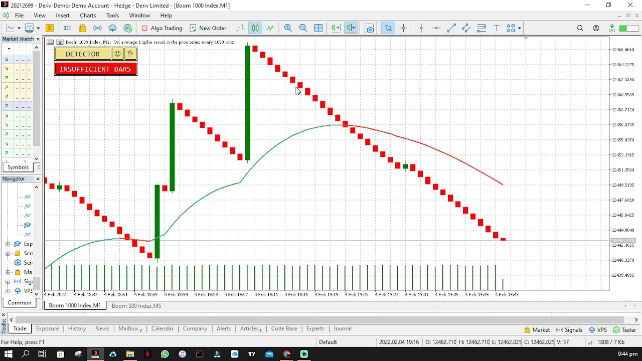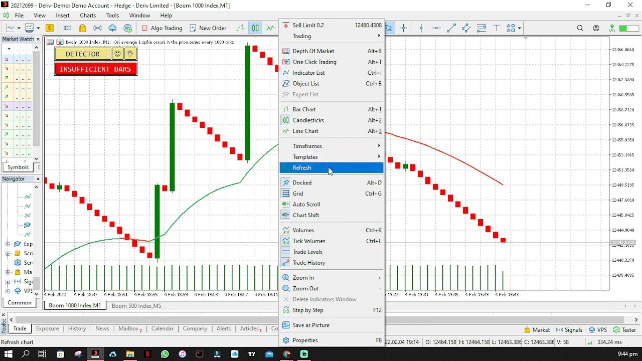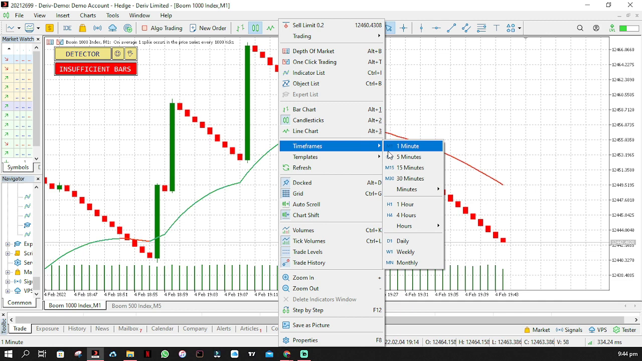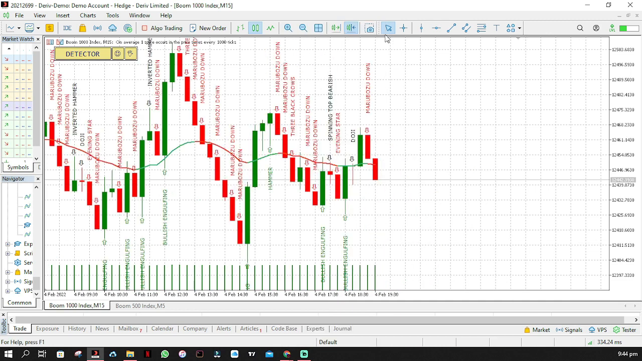To catch spikes on Boom 1000 we buy, but you can also use this to trade other indices or to buy and sell. In this video we'll be focusing on catching spikes. My recommended time frame is the minimum one, which is the 15-minute time frame, but depending on your account, the higher the better. So let me go to the 15-minute time frame and zoom in.